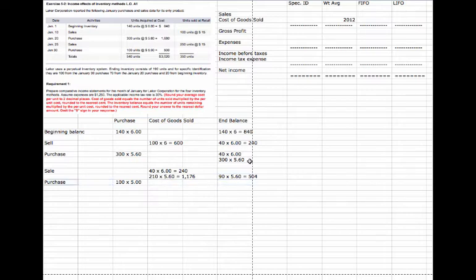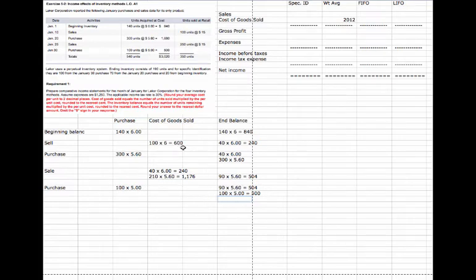Now this last purchase, I buy another 100 at $5, so that leaves me with 90 times $5.60, which will give me $504 on that one. But then I buy another 100 times $5, which is going to give me another $500. So I'm going to have an ending inventory of $1,004.